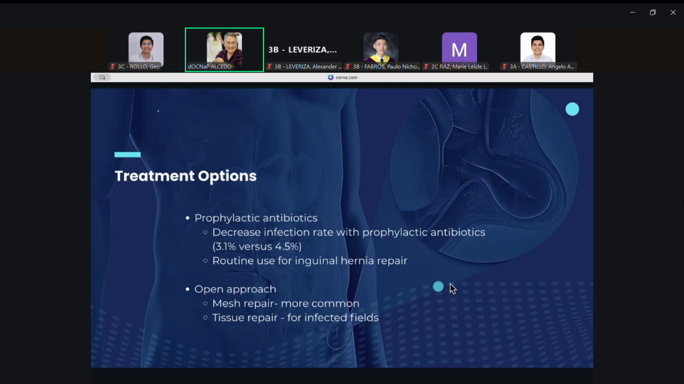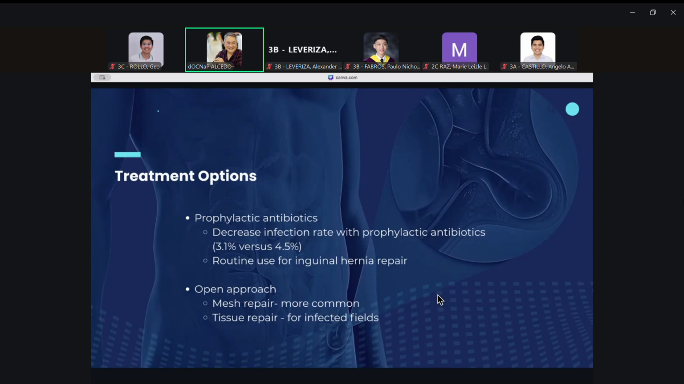Okay, we use prophylactic antibiotics. Of course, if it is complicated, then we do definitive antibiotic treatment. But in elective surgery, we just give one dose of prophylactic antibiotics, and it is routine for inguinal hernia repair. And for the open or lap procedures, we do mesh repair, which is the most common.